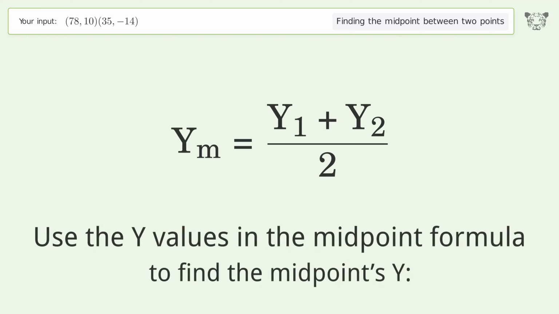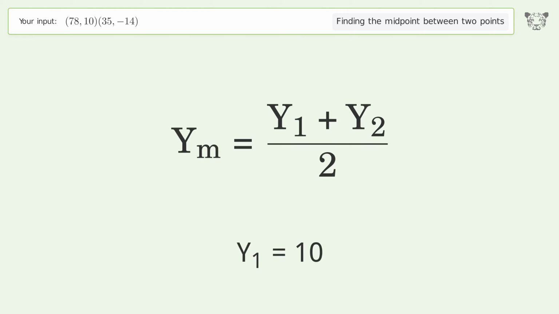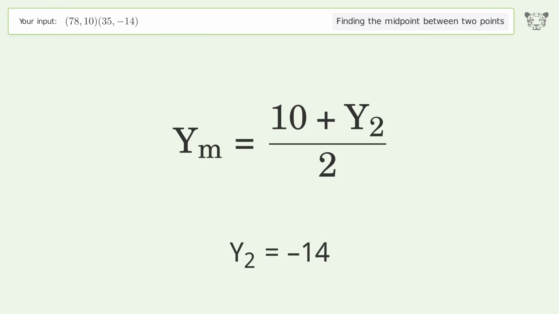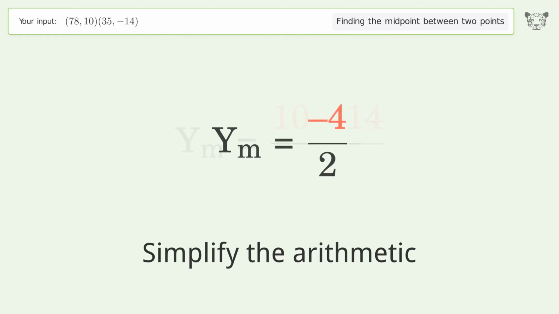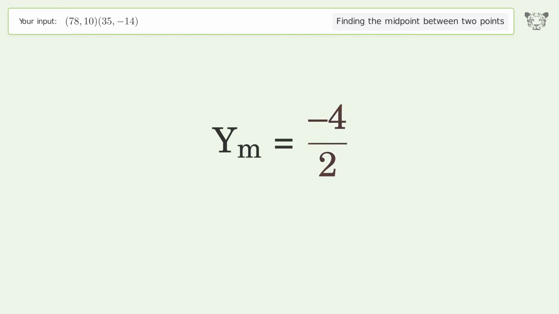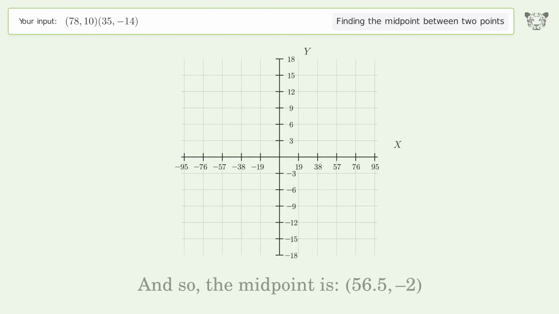Use the y values in the midpoint formula to find the midpoint's y. y1 equals 10. y2 equals -14. Simplify the arithmetic. And so, the midpoint is 56.5, -2.